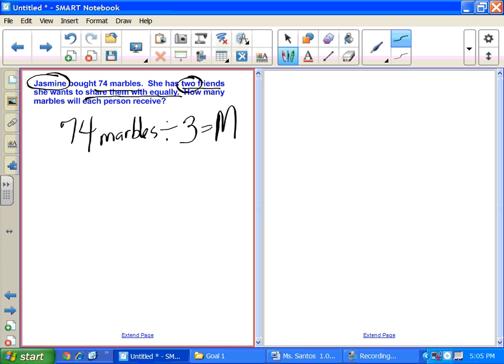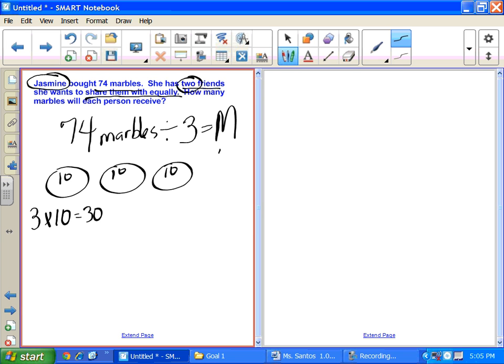Now, the way we've been solving this division problem is we would count how many marbles we're giving out to each of the people, and we would start with an easy number like 10. So if we gave 10, 10, and 10, we know that's 3 groups of 10, so we've used up 30 marbles. So over here we have to subtract the 30 marbles out. We are left with 44. So we give another 10 marbles to each.